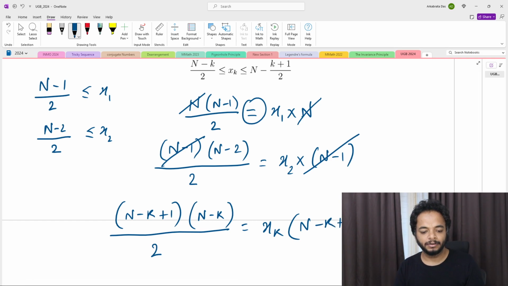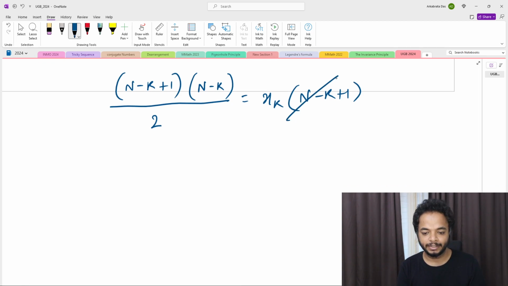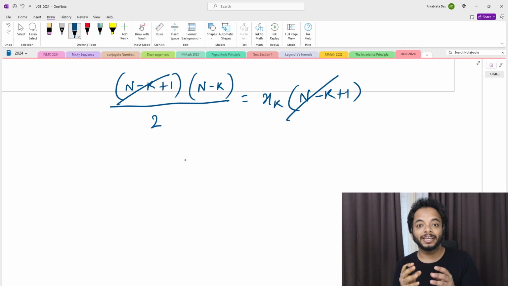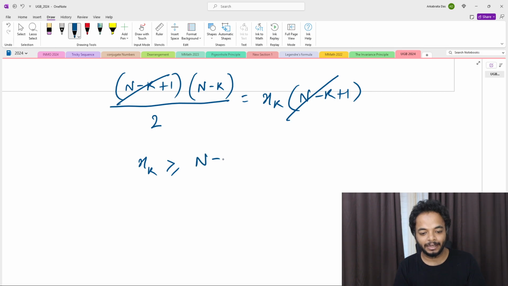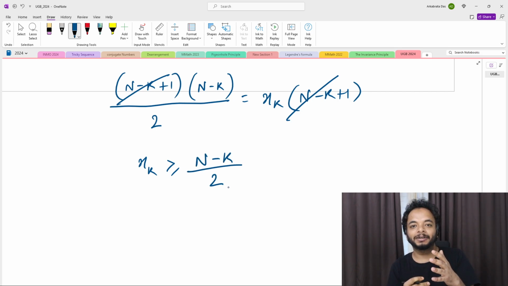Now again I see that this cancels out, and so if teams Tk to TN only play the round robin, the minimum possible value of xk is greater than or equal to N minus k by 2. Now if I bring the other players back, again this value is not going to diminish.